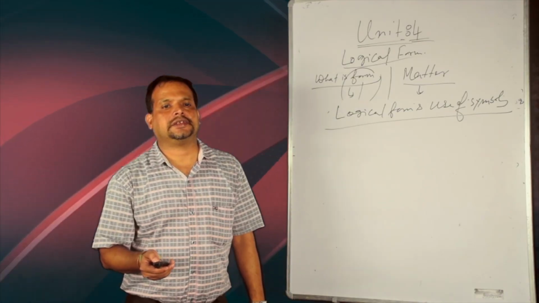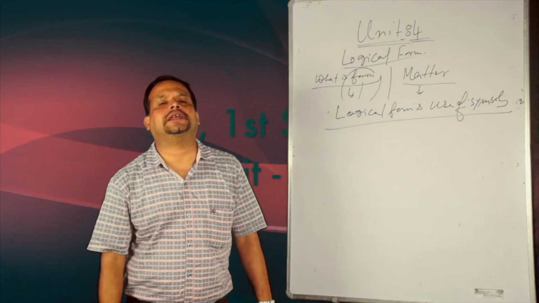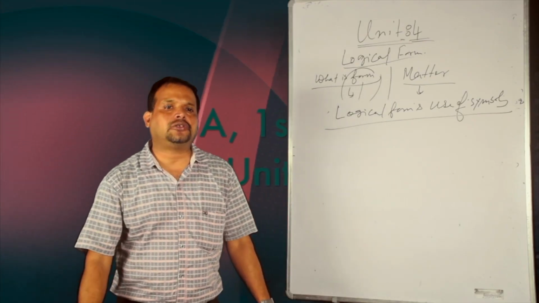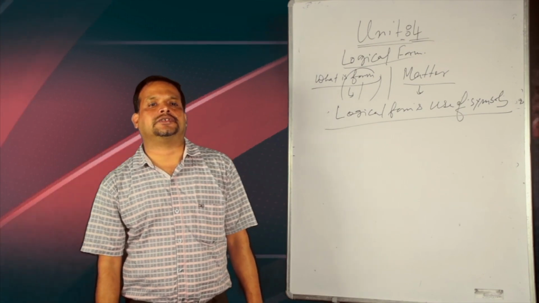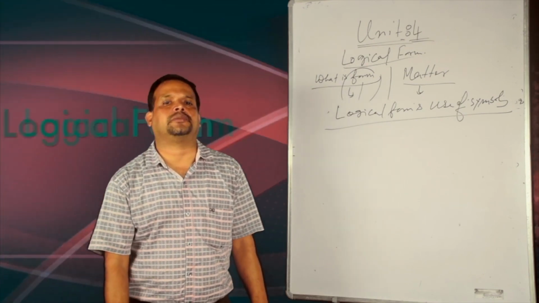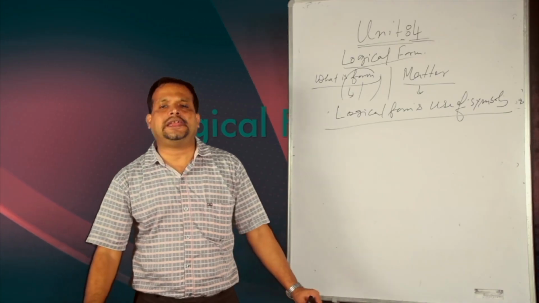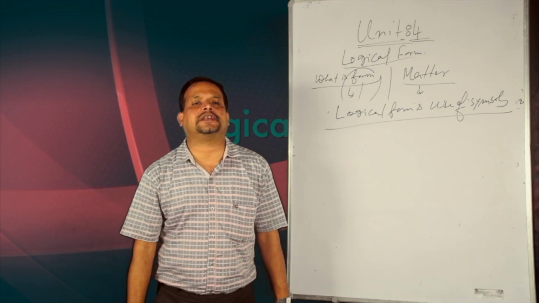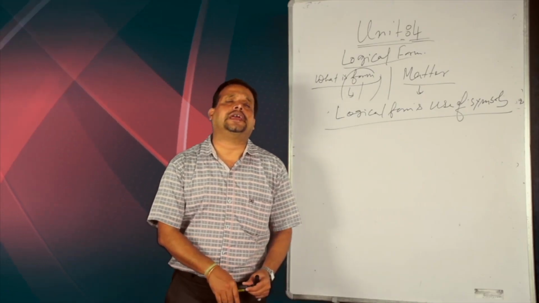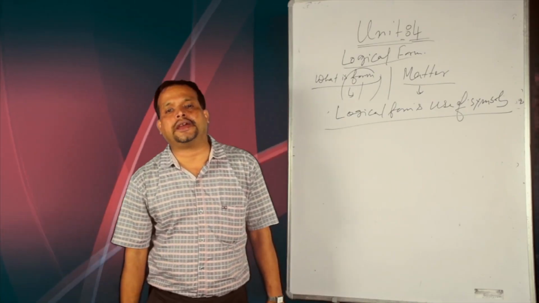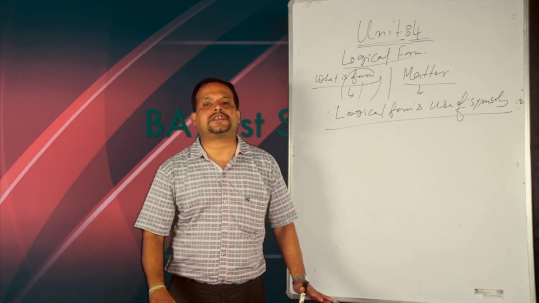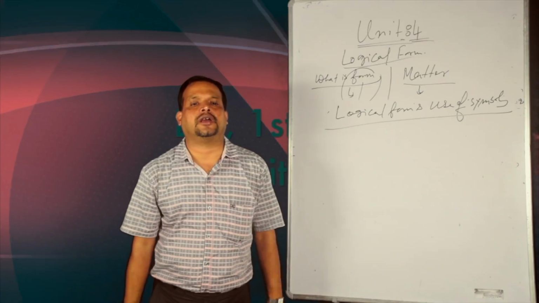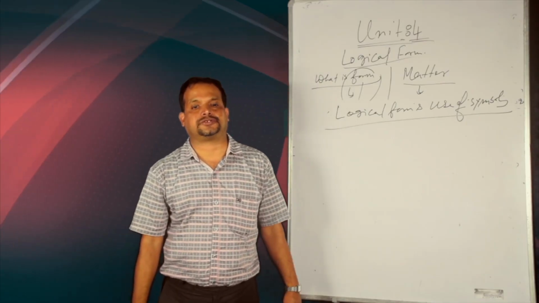Now, dear learners, the words valid and invalid are applied to the form of the argument and not to the content of the argument. The word valid implies the correctness of the structure of the argument, that is, the form of the argument, which in its turn depends upon the adherence to certain formal rules.